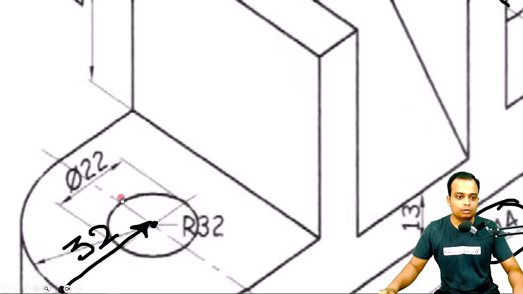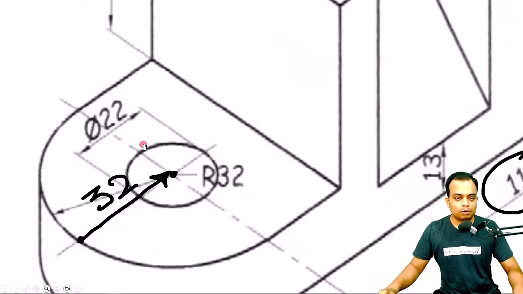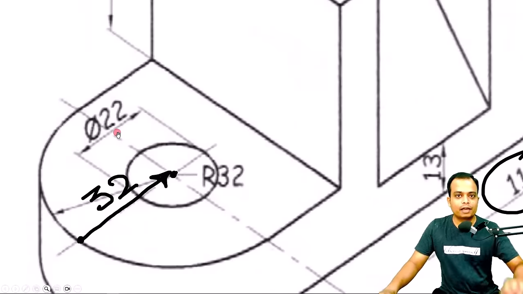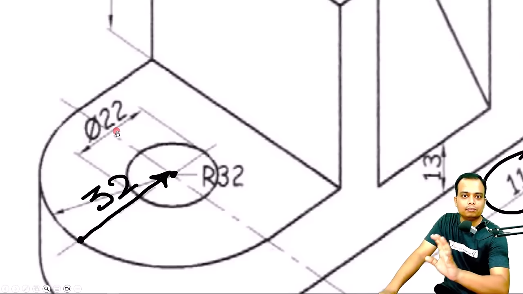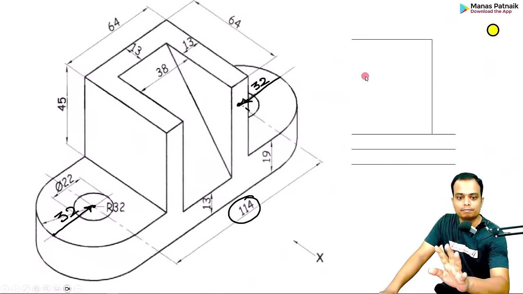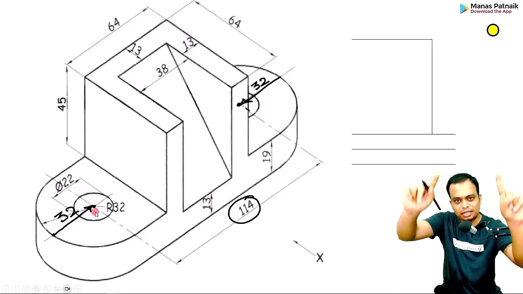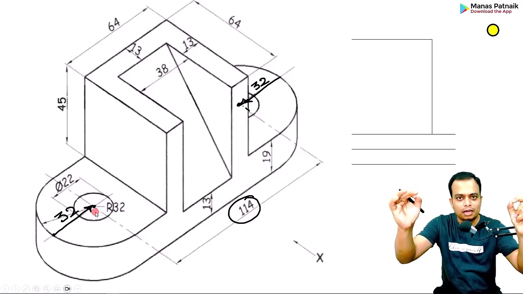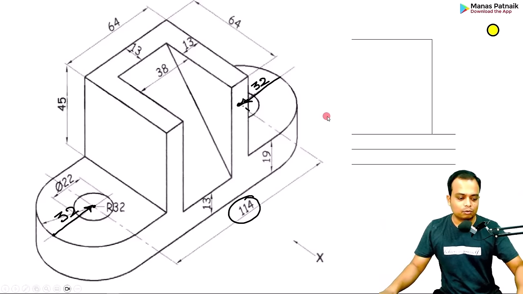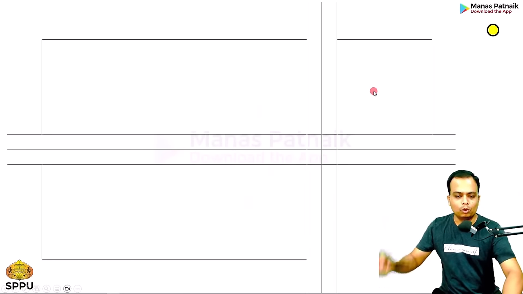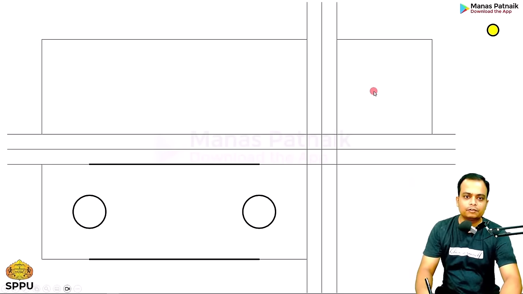And if I zoom into this, you'll realize that this small circle over here has a diameter equivalent to 22. Diameter is 22. Therefore, the radius is going to be half of that, that is 11. Agreed. Okay. 32 from the right, 32 from the left. Mark two centers and then make two circles having a radius of 11 millimeters. Wonderful. Let me do that in one go. And here it is. Easy.